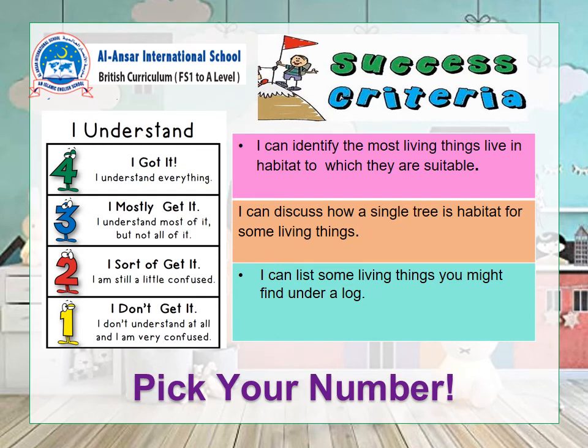So what have you learned today? According to your understanding, pick the number and talk about these questions. Ask yourself if you can identify the most living things live in a habitat to which they are suitable. Then we have if you can discuss how a single tree is habitat for some living things, and last but not the least, you can list some animals you might find under a log. Pick your number according to that.